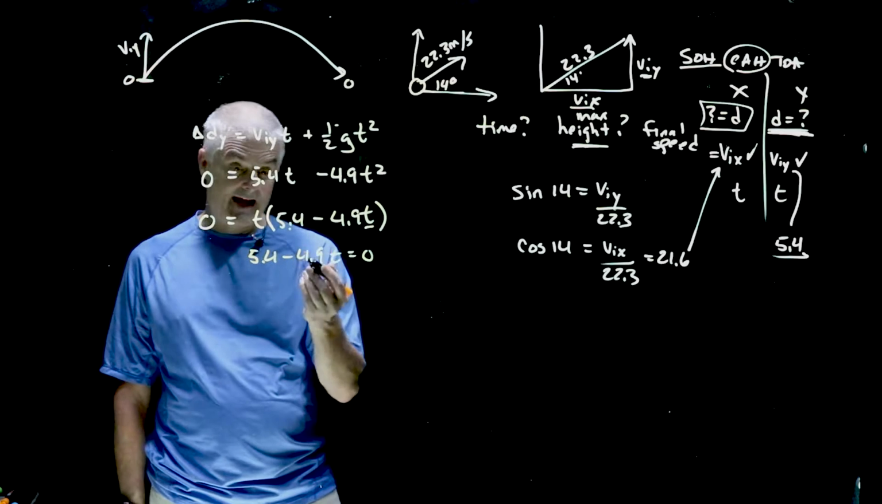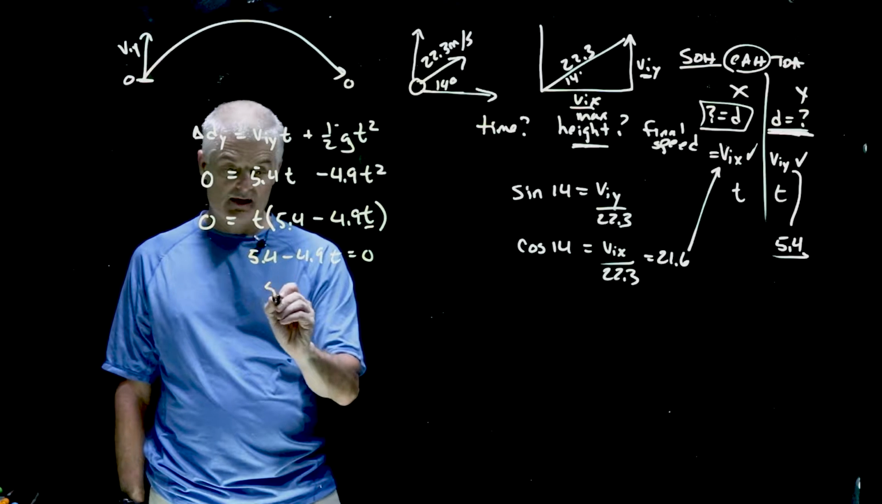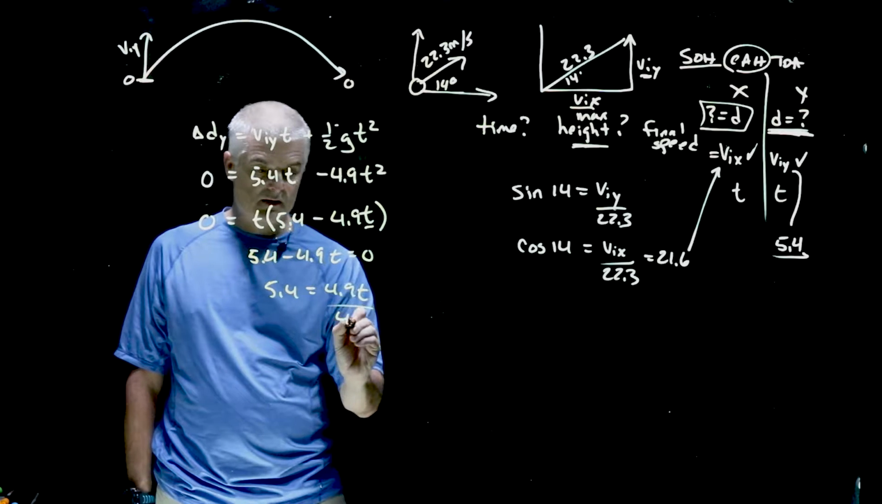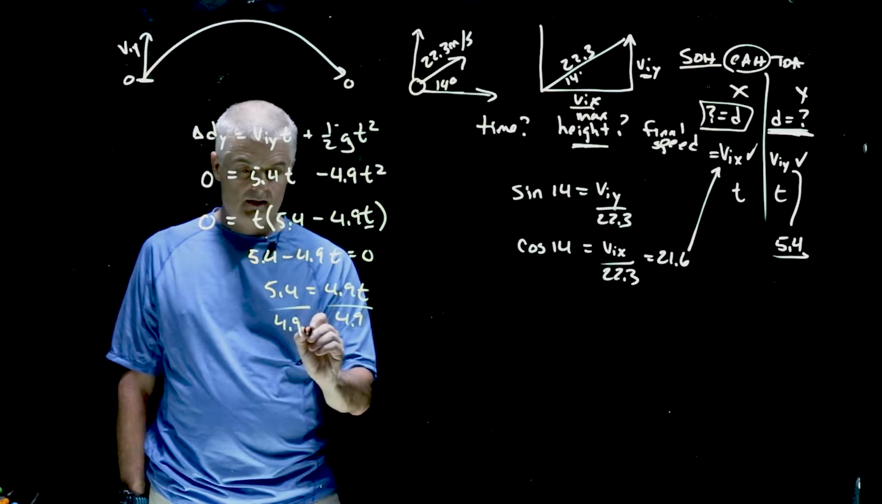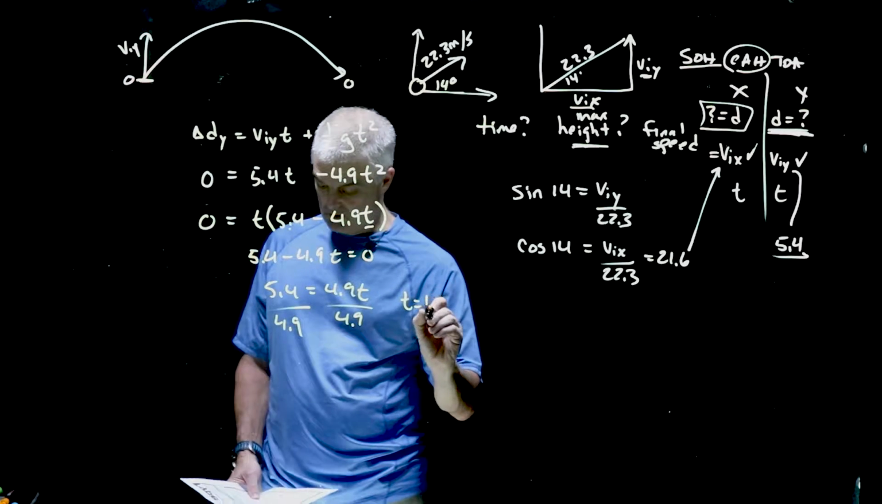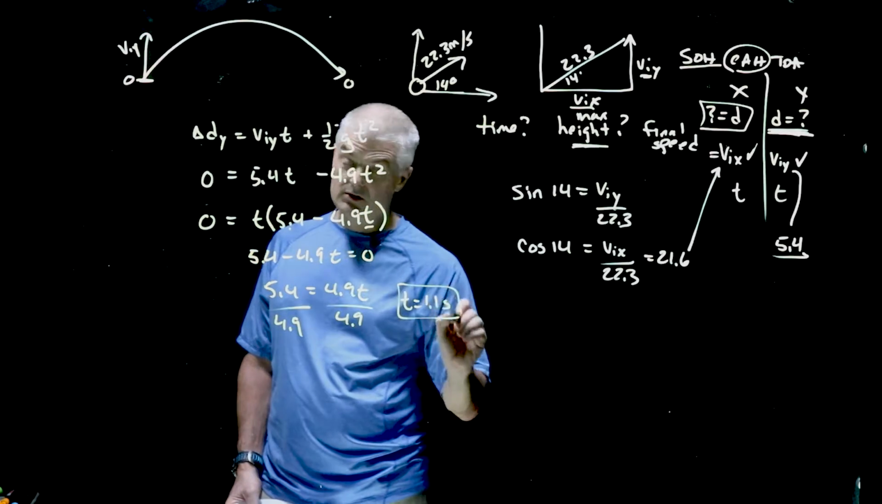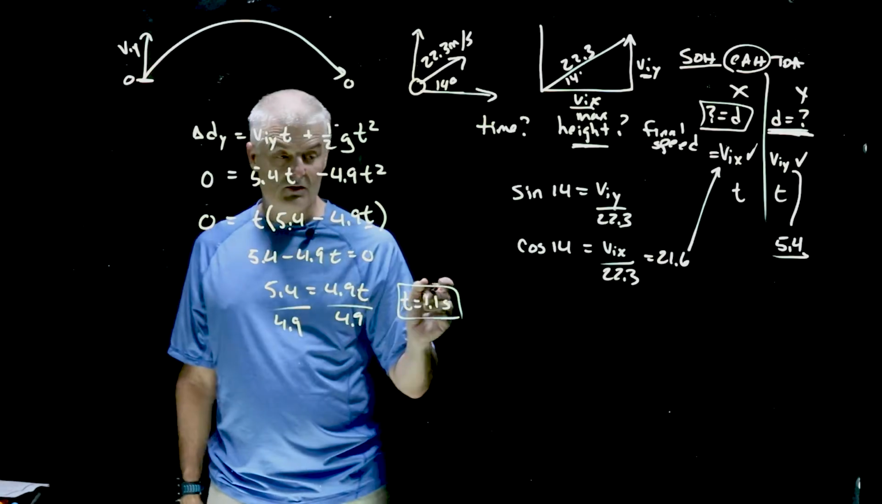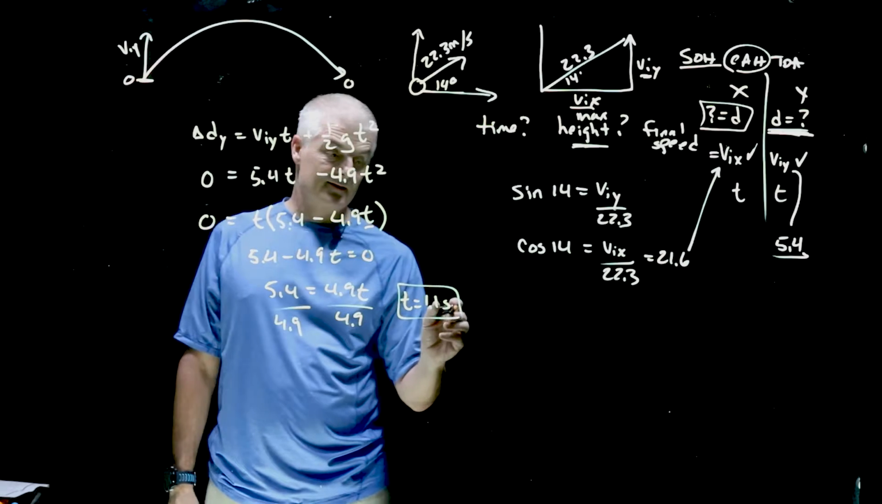So I can just add 4.9t to both sides. So 5.4 equals 4.9t. Divide both sides by 4.9. And 5.4 divided by 4.9, t equals 1.1 seconds. You could just as well plug this into the quadratic formula. If you like that method, that would have worked, but you didn't have a term that mattered.